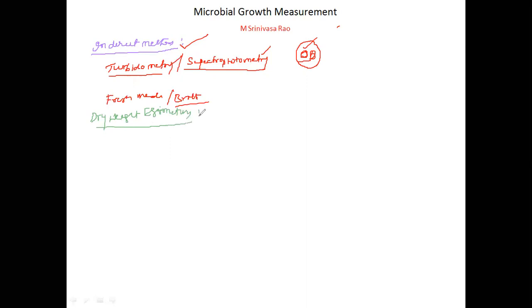Dry weight estimation. This method determines the weight of the total cells, both living and dead. In liquid culture samples, it involves separating the biomass from a known volume of a homogeneous cell suspension. This is usually achieved by filtration under vacuum.